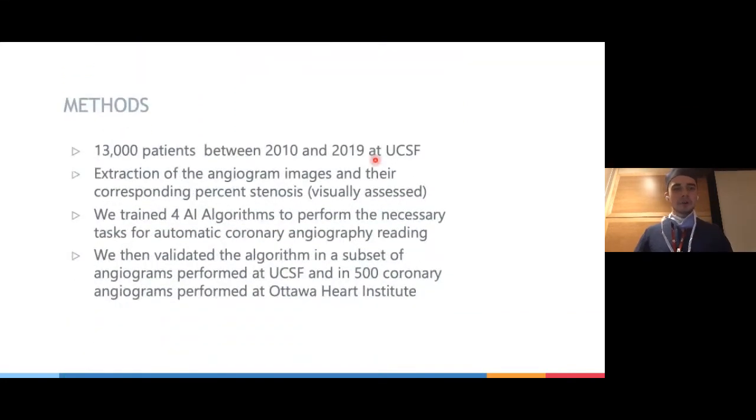To do so, we took 13,000 patients that underwent a coronary angiogram in San Francisco between 2010 and 2019. We extracted the angiographic images, and we also took the percent stenosis of all the coronary segments as extracted from the coronary angiography report. Then we trained four separate AI algorithms to perform different tasks for automatic coronary angiography reading, and we validated it in a subset of angiograms performed at UCSF and also in five angiograms performed at Ottawa Heart Institute between July and October 2020.